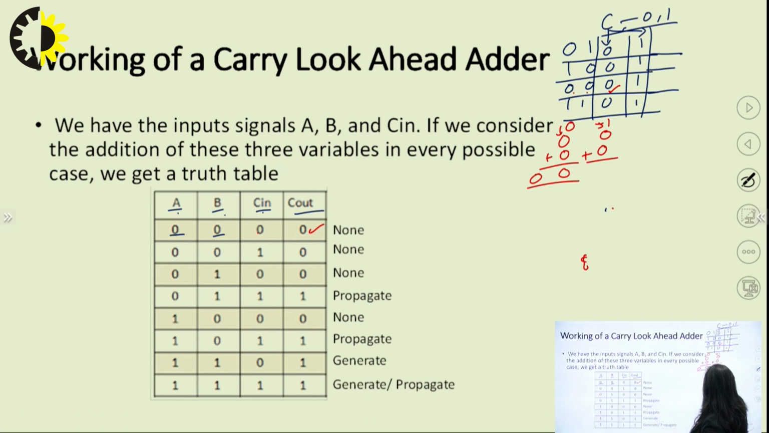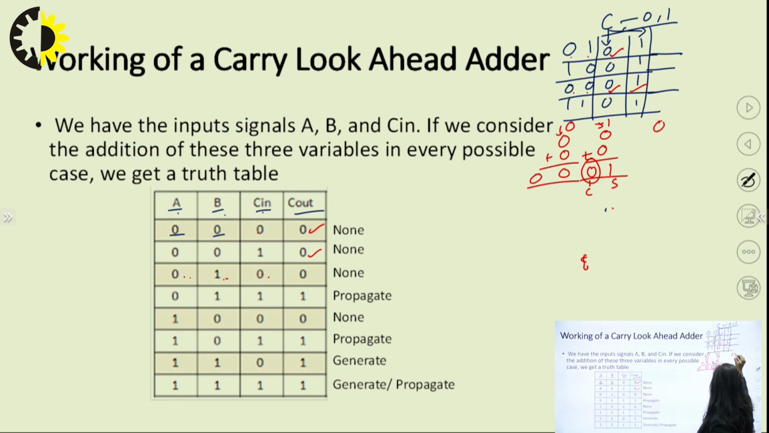So add these. I will have sum is 1 and carry is 0. Means again 0 carry. Okay, this case. And the third case is 0, 1, 0. Means this was the case of 0, 0 and 1. So another case is 0, 1 and 0. This case.